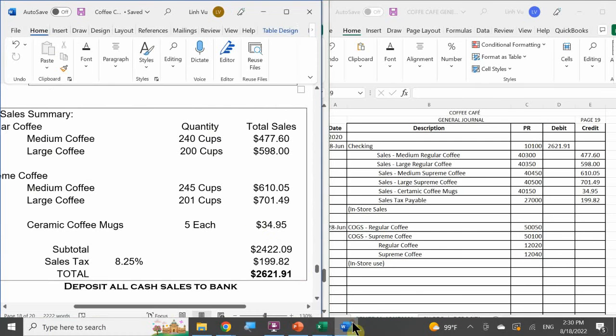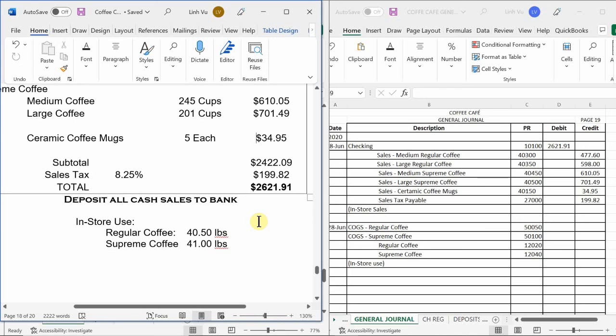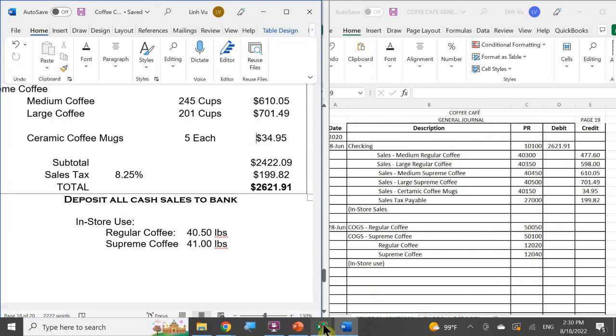Okay, so let's see. Here it tells us that we used 40.5 pounds of regular coffee and 41 pounds of Supreme coffee. So 40.5 for regular and 41 even for the Supreme coffee.